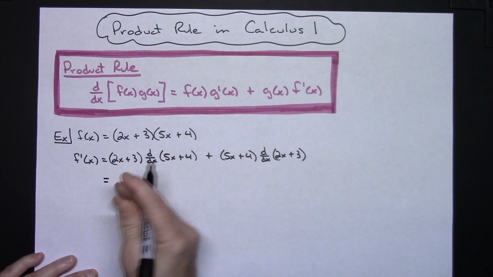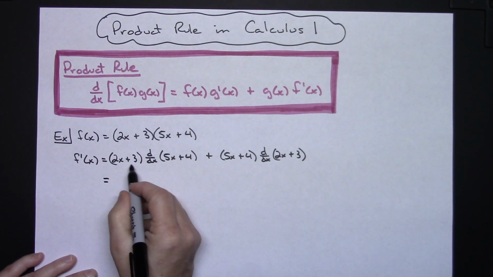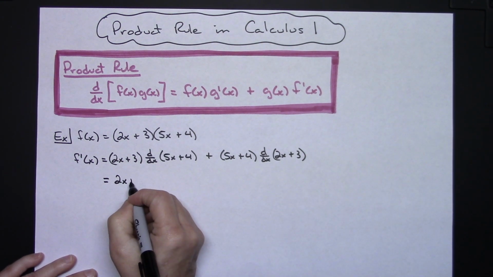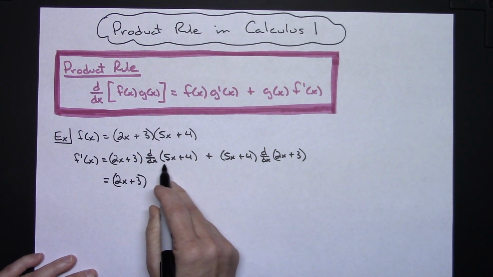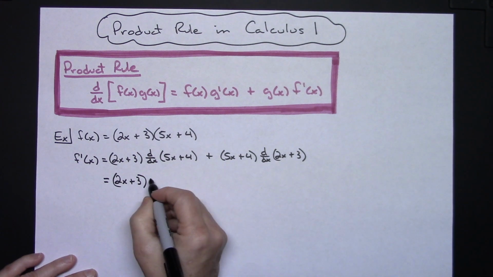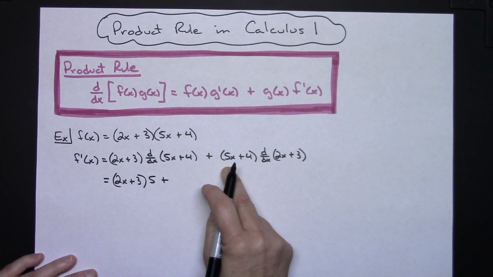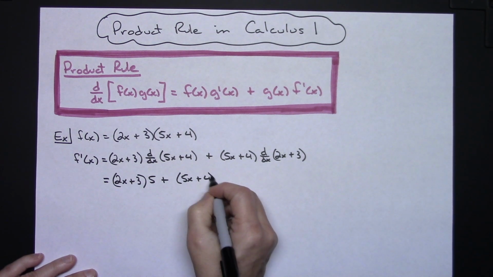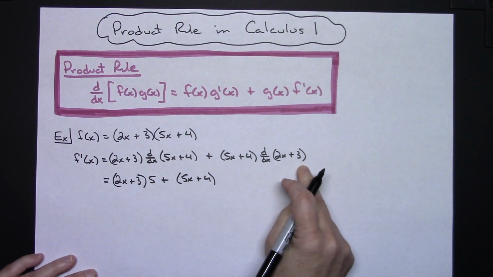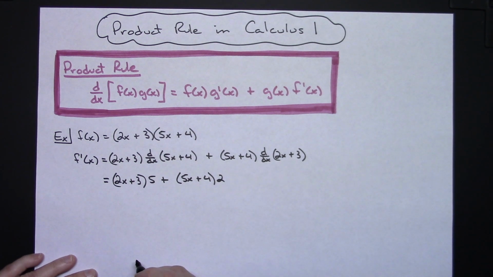Now on this line I'm actually going to take the derivatives. So this 2x plus 3 is going to stay. Then I'm going to take the derivative of this right here. Well, the derivative of 5x plus 4 is just going to be a 5. I'm going to keep that binomial in front, so 5x plus 4. And the derivative of 2x plus 3 is just going to give me a 2. From here on out it's just straight algebra.